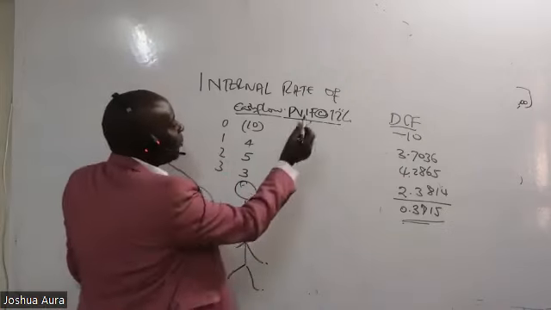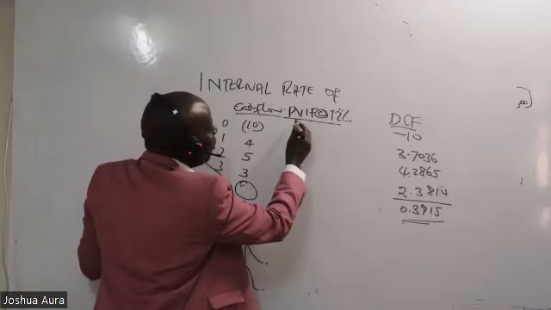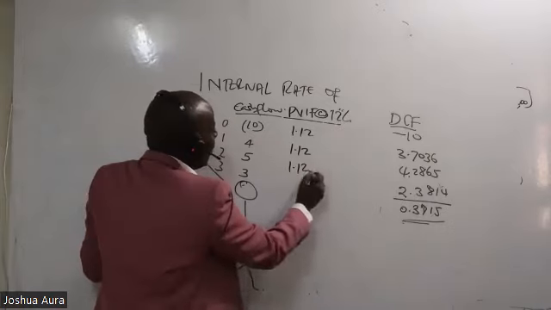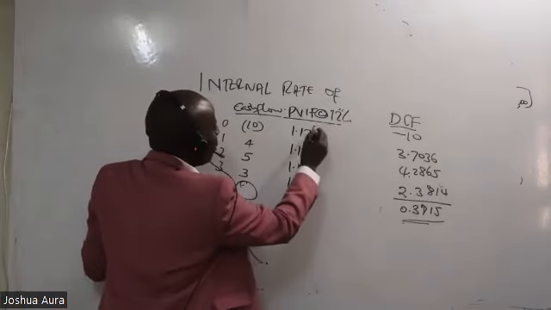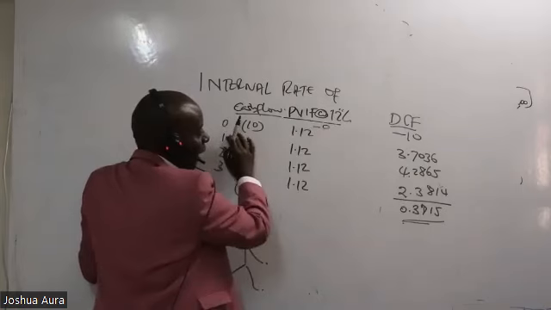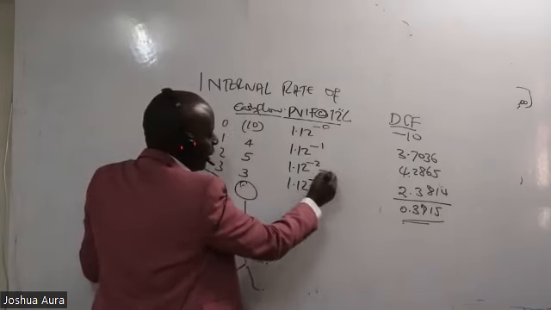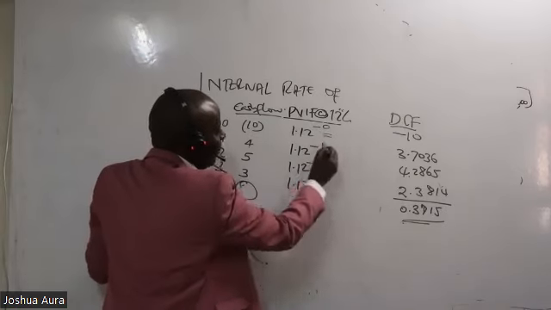So PV at 12%. So at 12%, it will be 1.12, 1.12, 1.12, 1.12. So you say raised to -0 because of n. Raised to -1, raised to -2, raised to -3. Sorry, I'm rushing a little bit.